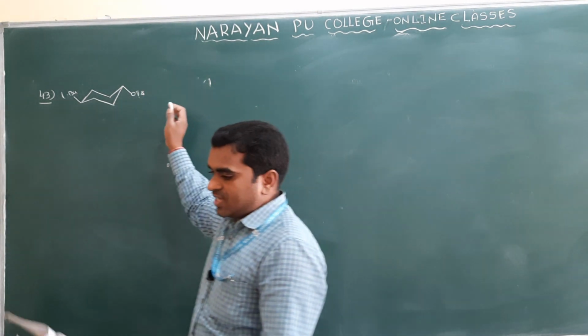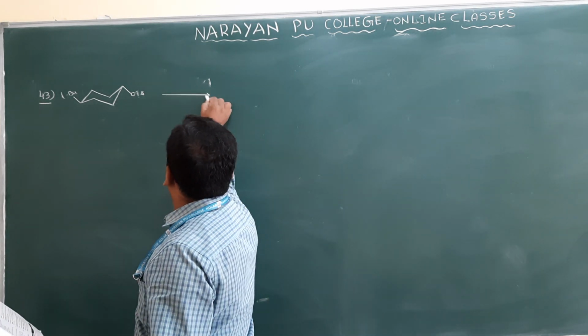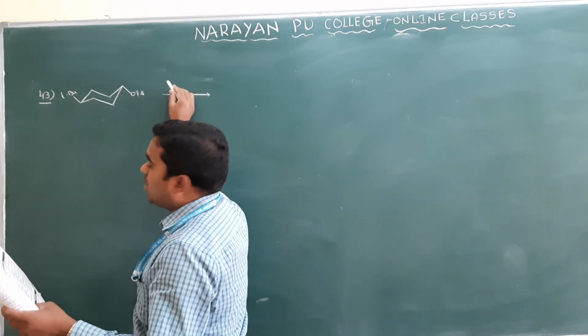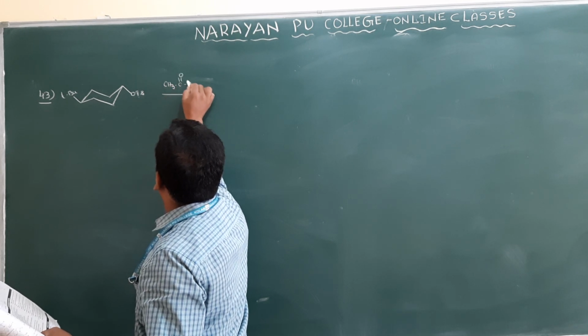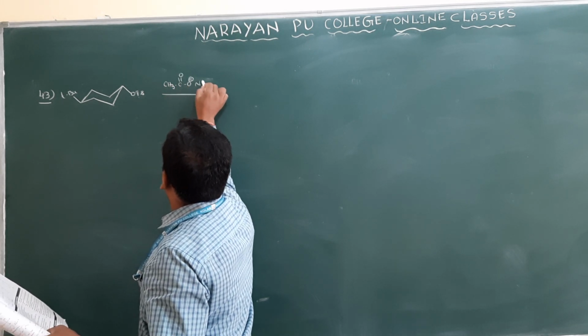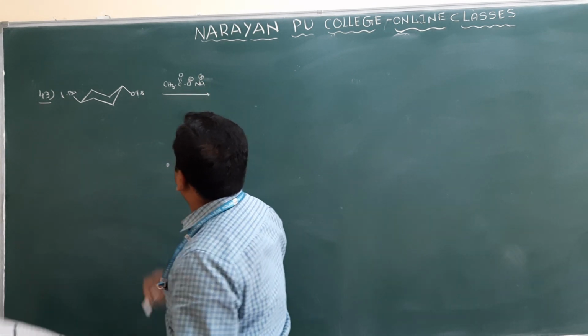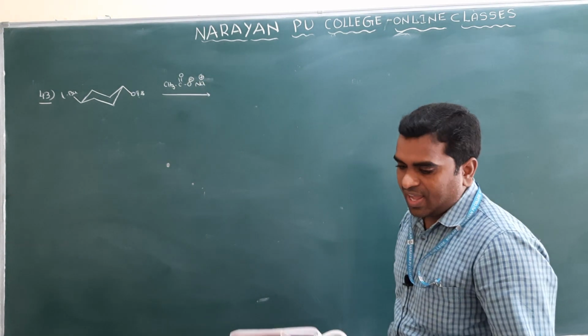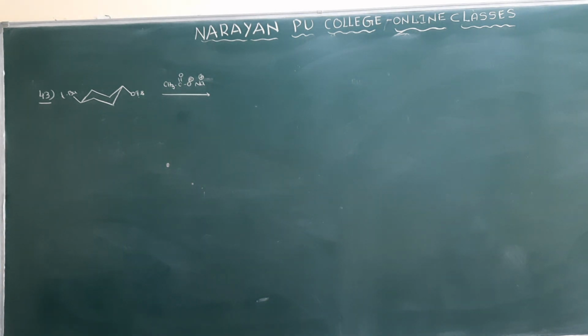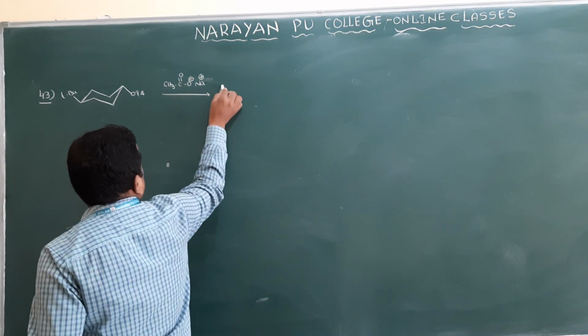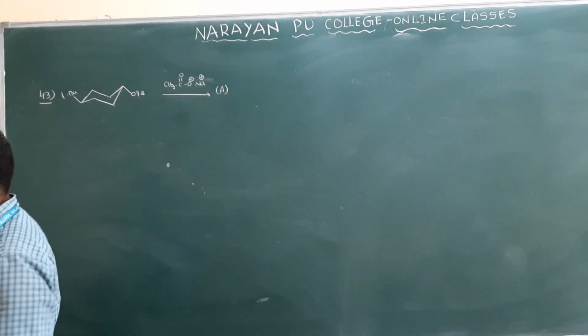So this is treated with sodium acetate. What is the sodium acetate formula? CH3, C double bond O, and O minus Na plus. Clear? So what is the major product A? What product will you get here? Clear?